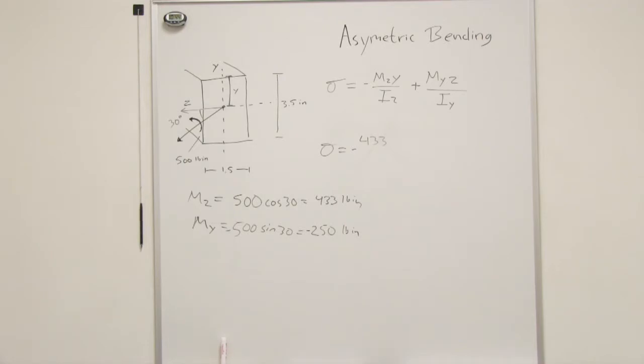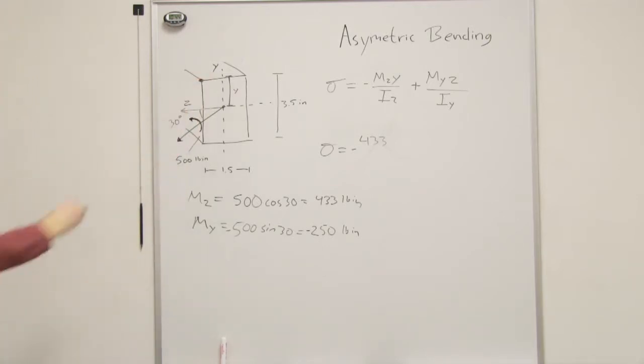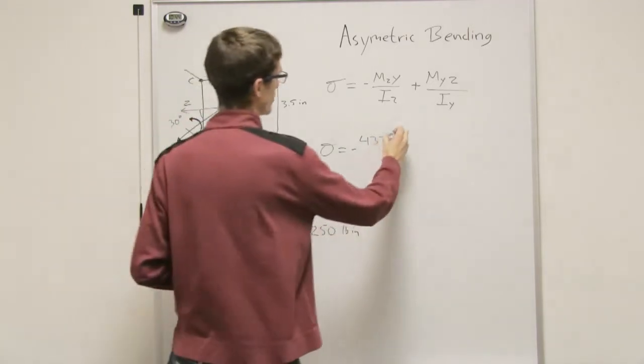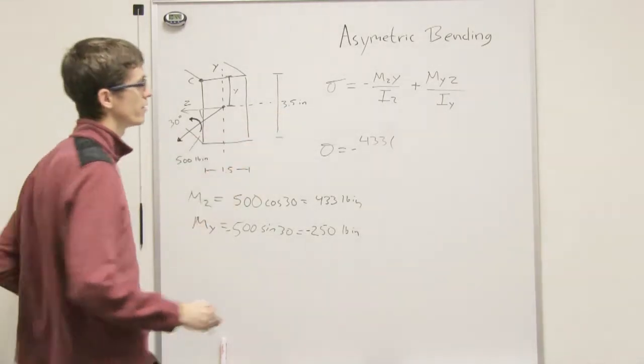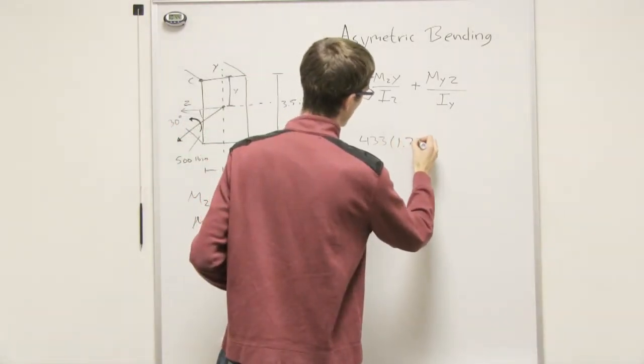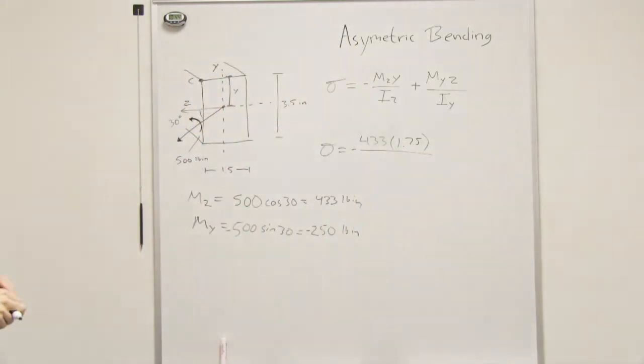In this case, what are we looking for? Let's look for the maximum compression. So we're going to look for this spot right there. So we're going to use a positive y. So we're going to times, and what is y? That's half of 3.5, right? That's 1.75. So 1.75 divided by our moment of inertia about the z-axis.